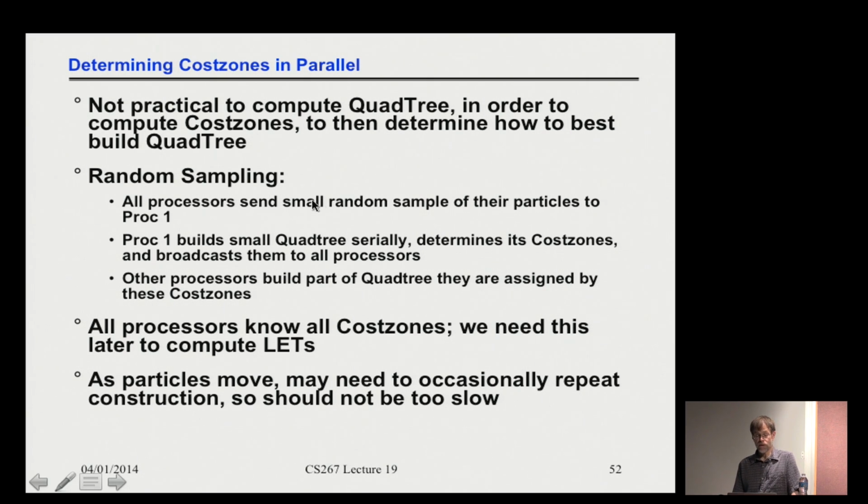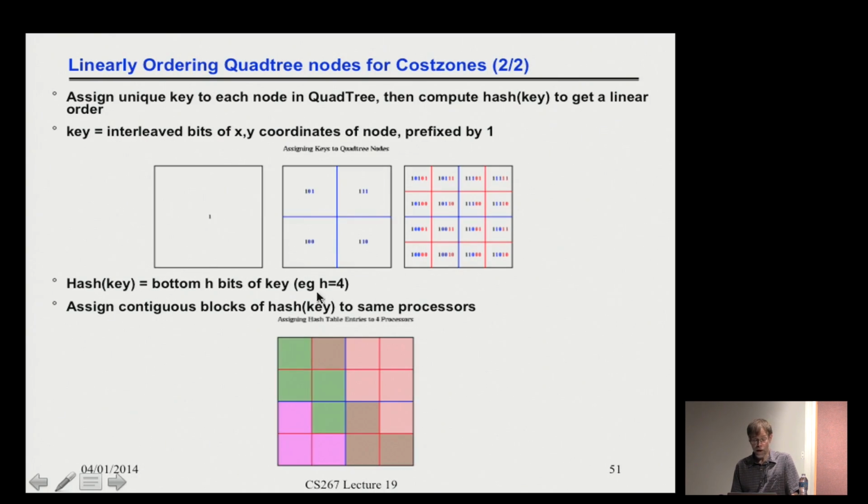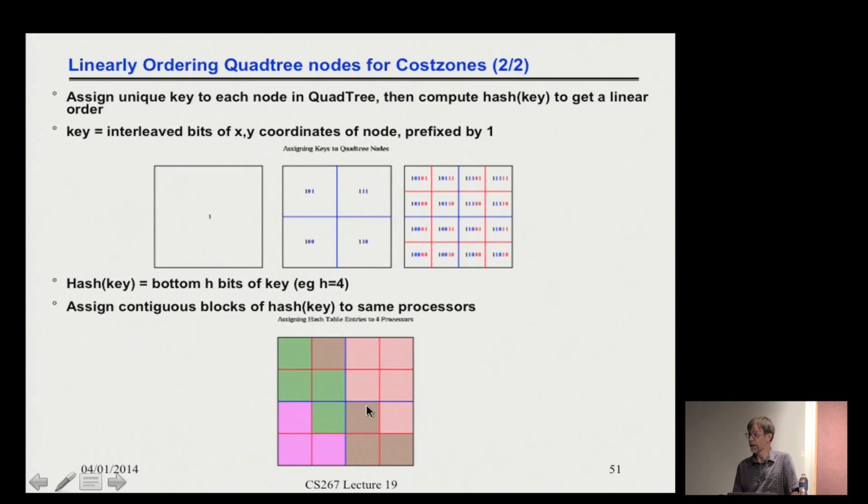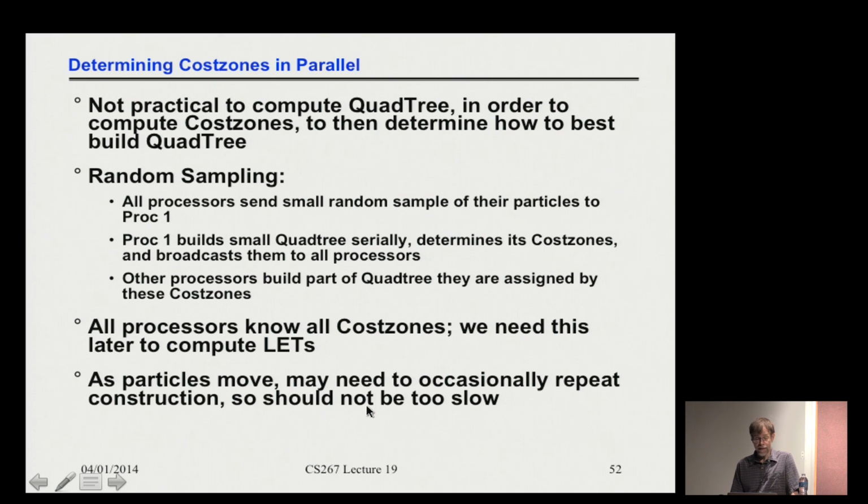What all the processors are going to do is take a small random subset of their particles and send them to one processor. Hopefully that will represent the distribution of particles perfectly well. Then that one processor will build the tree and decide which regions of space are assigned to each processor, using just a small statistical subset. Hopefully that'll be good enough to balance the load. Then processor 1 broadcasts all the information about what this tree looks like to everybody else. And then the big work occurs.